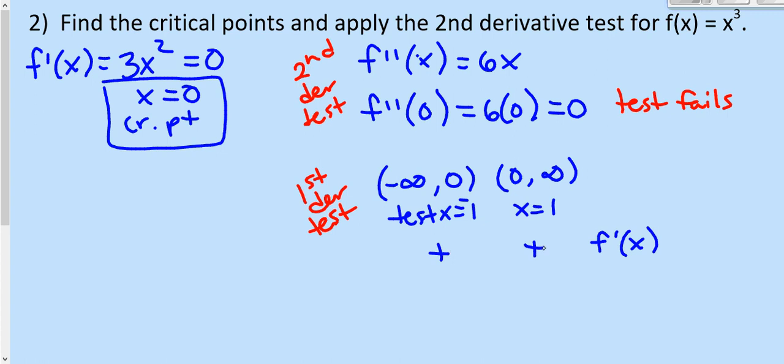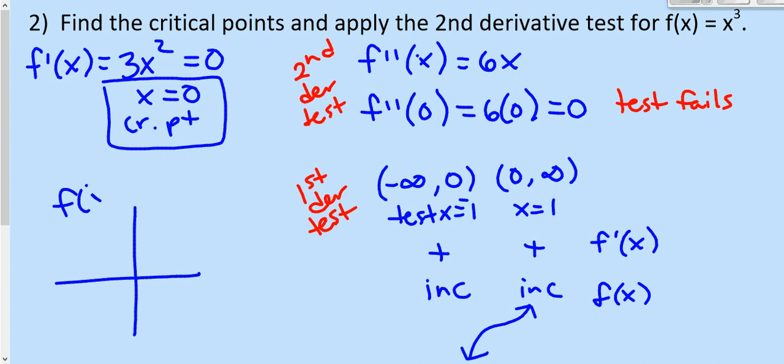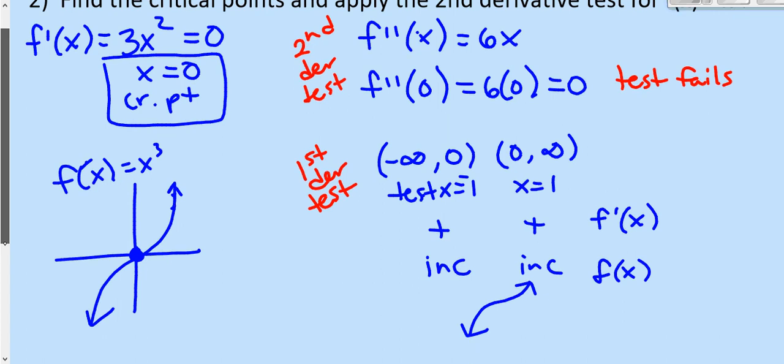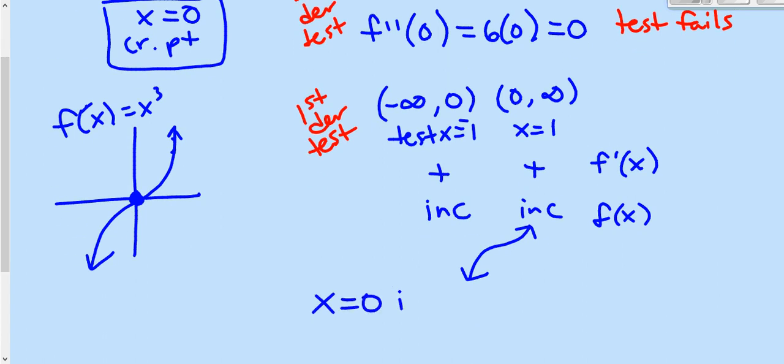So this graph, f of x, is going from increasing to increasing. It does not have a local max or min there. And I hope you realize that that is what f of x equals x cubed looks like. Maybe you even thought about that before we started. The cubic graph doesn't have a local max or a min. It's actually an inflection point there. Okay, so we'll just say x equals 0 is not a max or min.